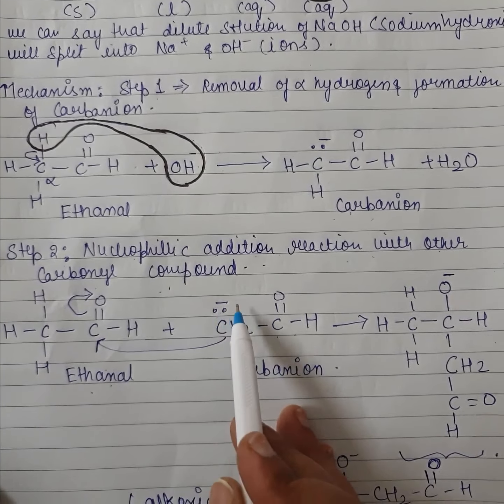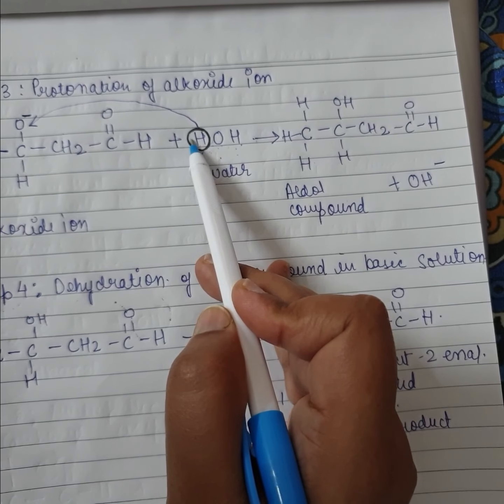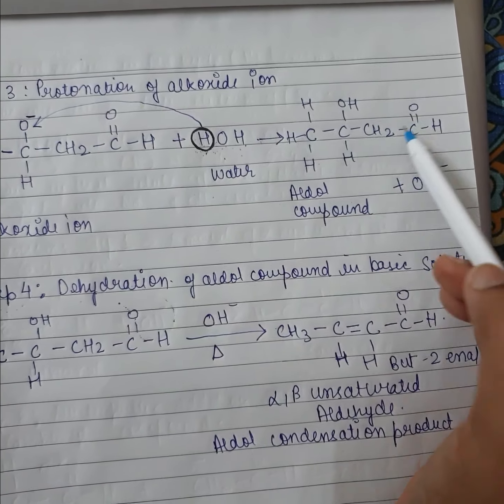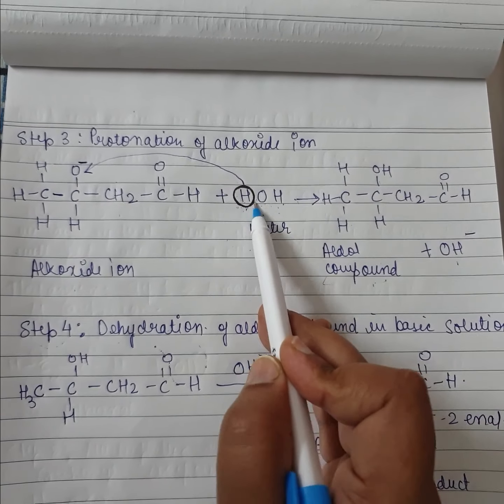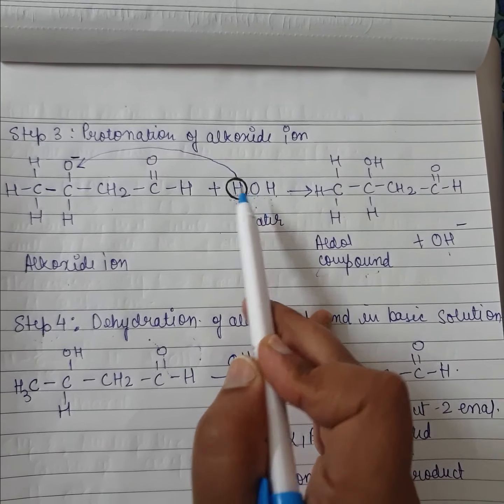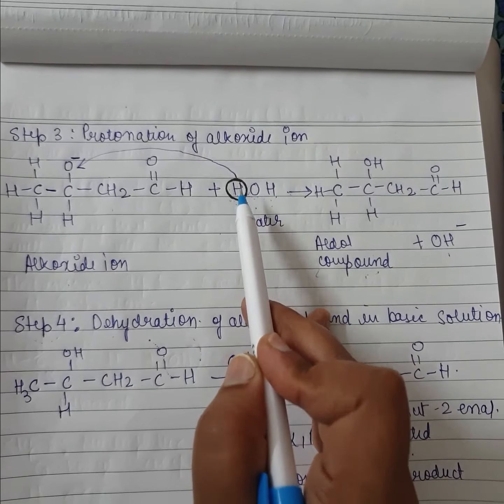So here oxygen has a negative charge and the proton which is liberated from the water will carry the positive charge. So this positively charged proton and this oxygen will form a hydroxyl group, OH group, the alcoholic group. So this is our aldol compound. This is the remaining OH minus ion. So here the alkoxide ion is converted into aldol compound. Why? Because this alkoxide ion has abstracted the proton from the water. Here water acts as a source of proton. It will donate the proton to the alkoxide ion.